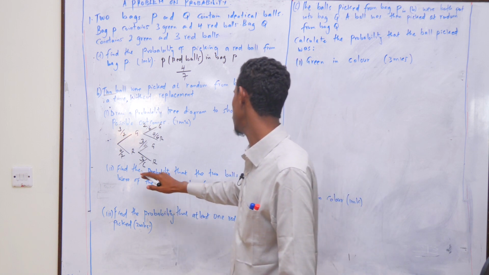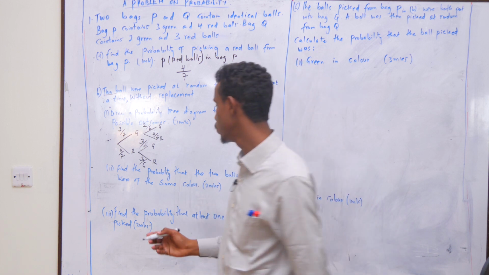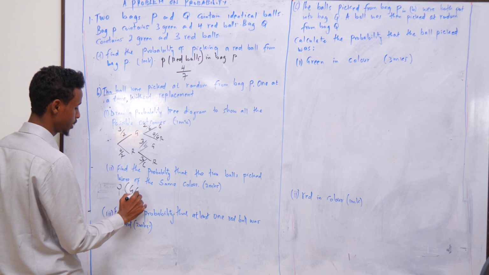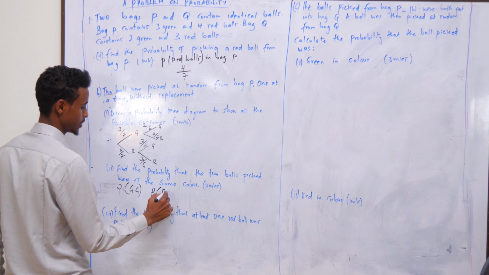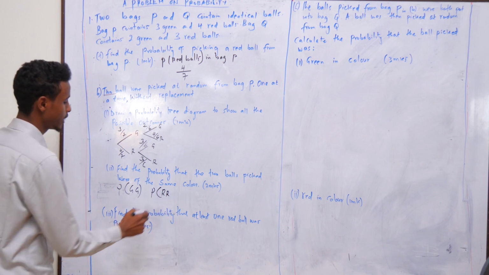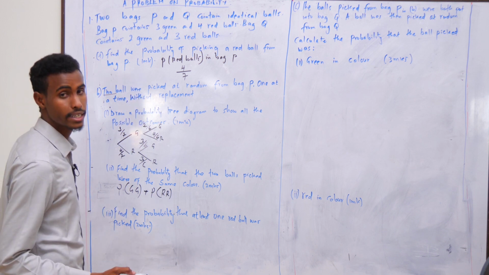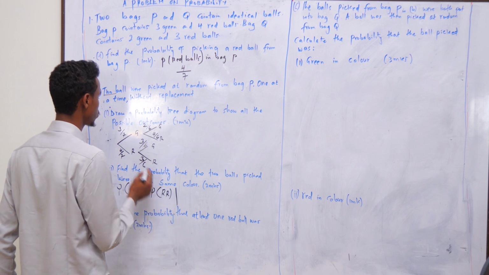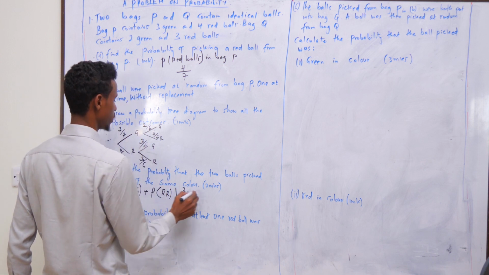Very good. Now find the probability that the 2 balls picked were of the same color class. Now this probability will be the probability of green plus the probability of red. Probability green plus probability red is going to give us the probability that the balls picked were of the same color. Now let's look at green, it will be 3/7 multiplied by 2/6.